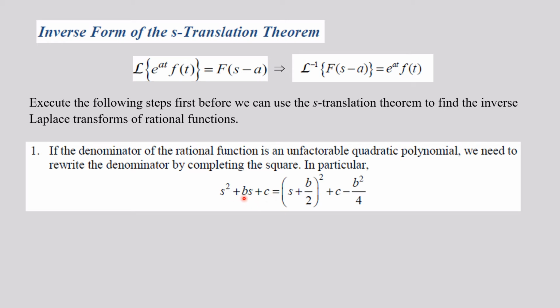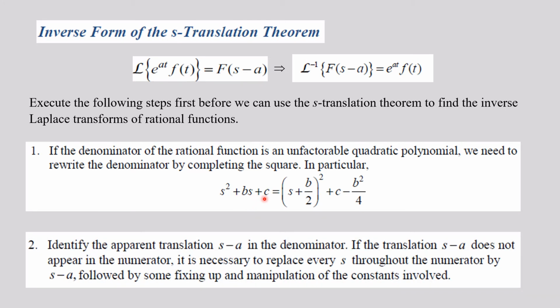So s squared plus bs plus c. Firstly, you take the middle constant here, b, and consider half of it. So you write down s plus half of b, or s plus b over 2, and you square the whole thing. Then add the last term, which is c, and that c should subtract the square of b over 2, which is b squared over 4. So s squared plus bs plus c is equal to s plus b over 2 everything squared plus c minus b squared over 4. This is the formula when you complete the square of the denominator, which is expressed in the form of s squared plus bs plus c.